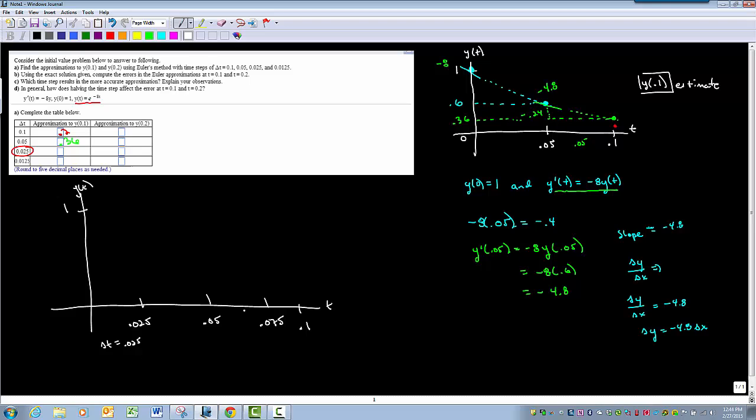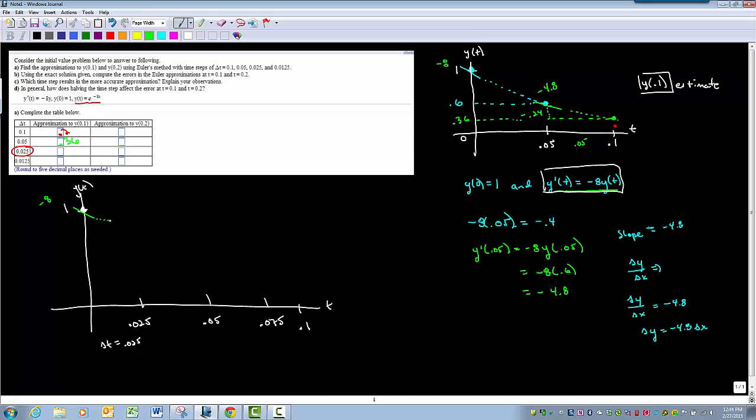Okay, so now what I'm going to do is find the slope right here. We already know the slope is negative 8. Again, where did that come from? Well, we took our equation here and we took the y value at 0, which was 1, and multiplied it by negative 8. So this point right here has a slope of negative 8.